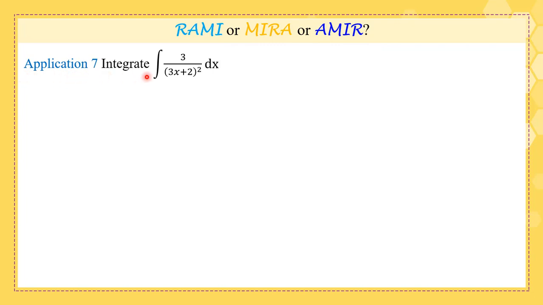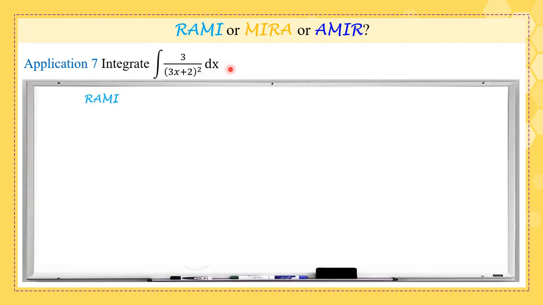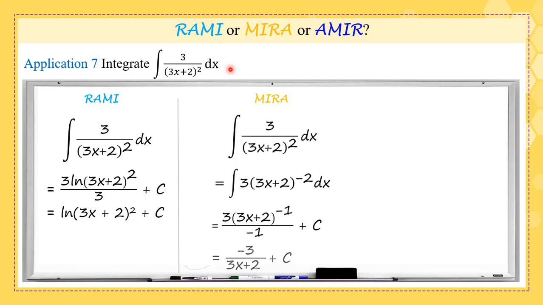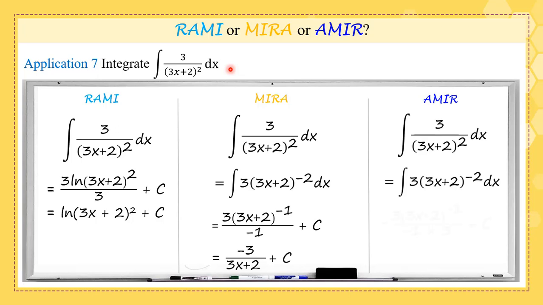Application 7. Integrate the integral of 3 over (3x + 2) squared dx. These 3 students solve this integral, each one in his own way. Now we want to find which one solved this integral correctly. Here Rami used rule number 2, but it's not this case. Then he used the wrong rule.